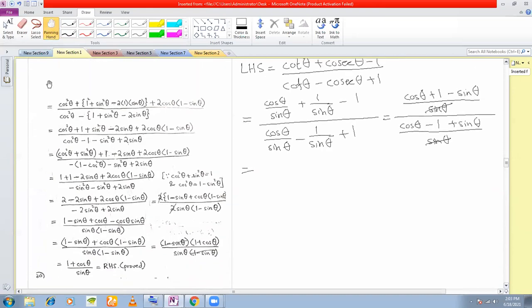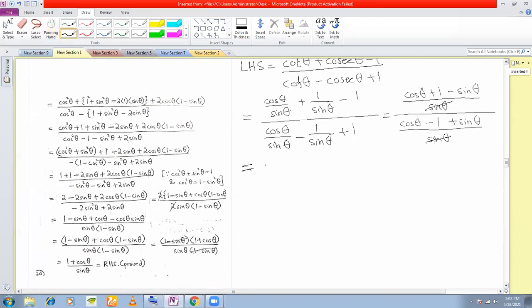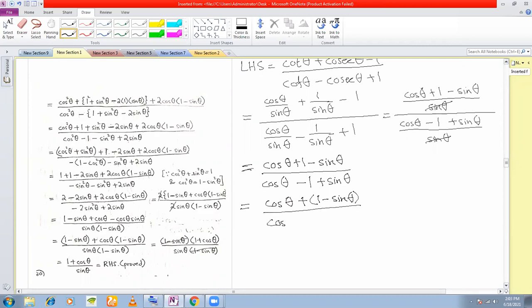Okay. So what are you left with? You are left with cos theta plus 1 minus sine theta divided by cos theta minus 1 plus sine theta. Right? So now what to do? You see, cos theta plus, if you take 1 minus sine theta together, and in the denominator, if you keep minus outside, this becomes 1 minus sine theta.